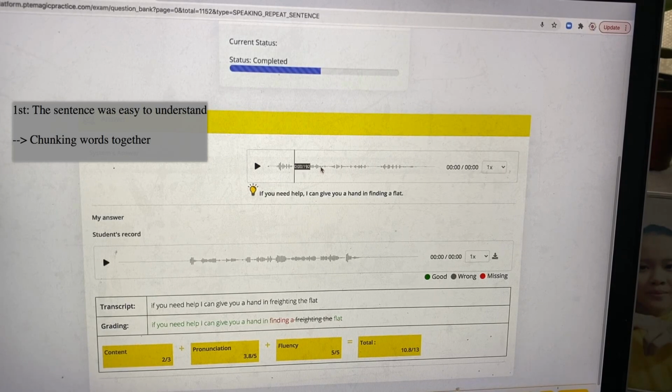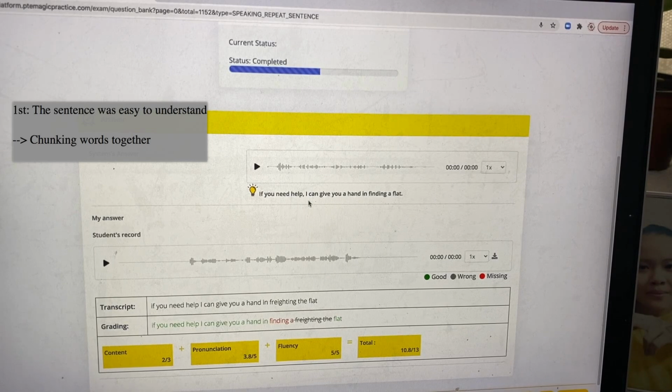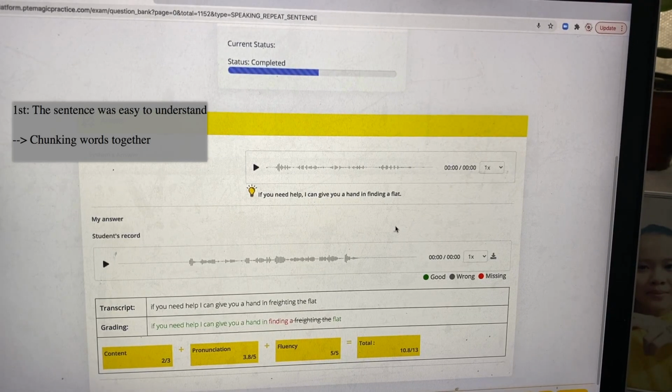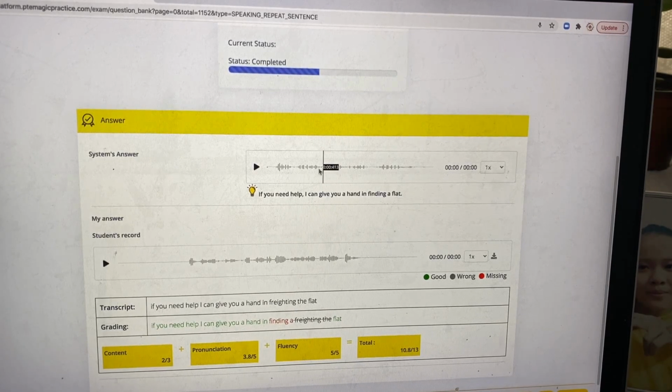If this is an easy to understand sentence, and I can understand it easily, I'll try to remember it by chunks. So if you need help, I can give you a hand in finding a flat. I'm not going to try to remember each and every single word individually in the whole sentence. I'll try to divide it into chunks to remember it easily and to recover it easily as well. So all I need to do is try to remember three chunks.